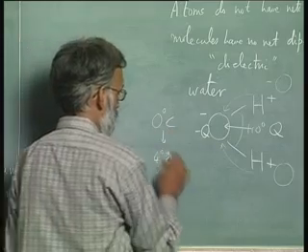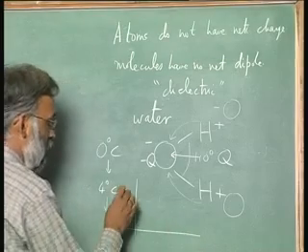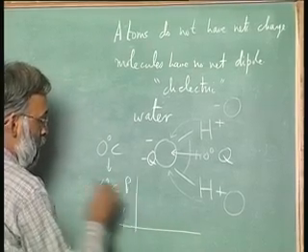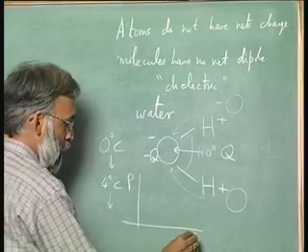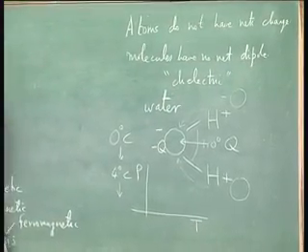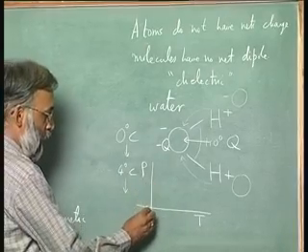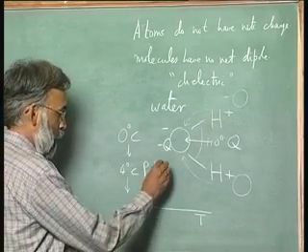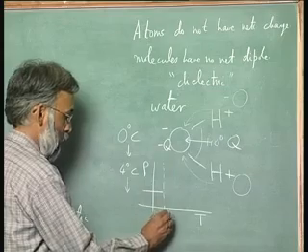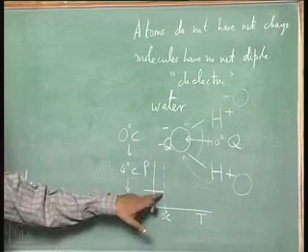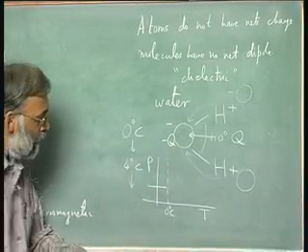So, the result is that if you plot the density of water versus temperature, you find that up to 0 degrees centigrade it is 0.9 grams per cc, then it will suddenly jump.